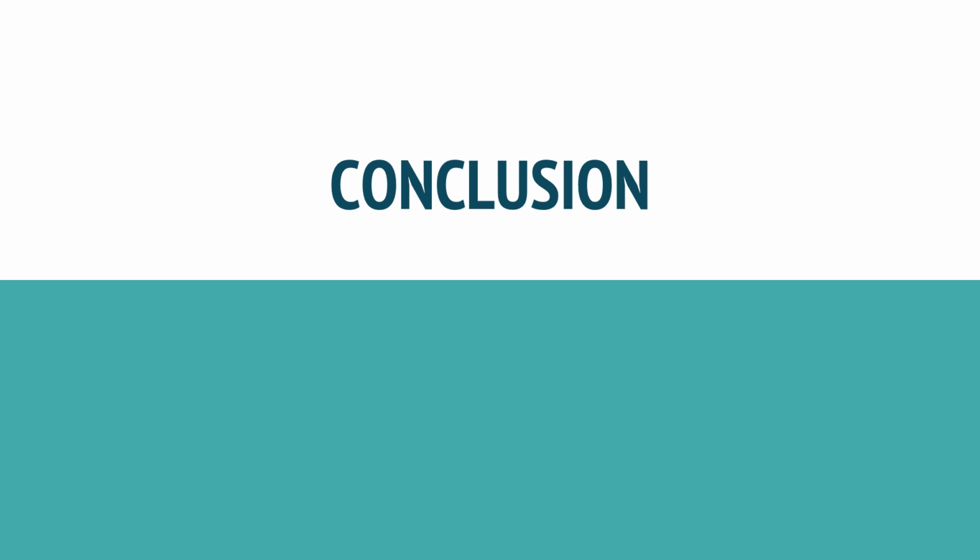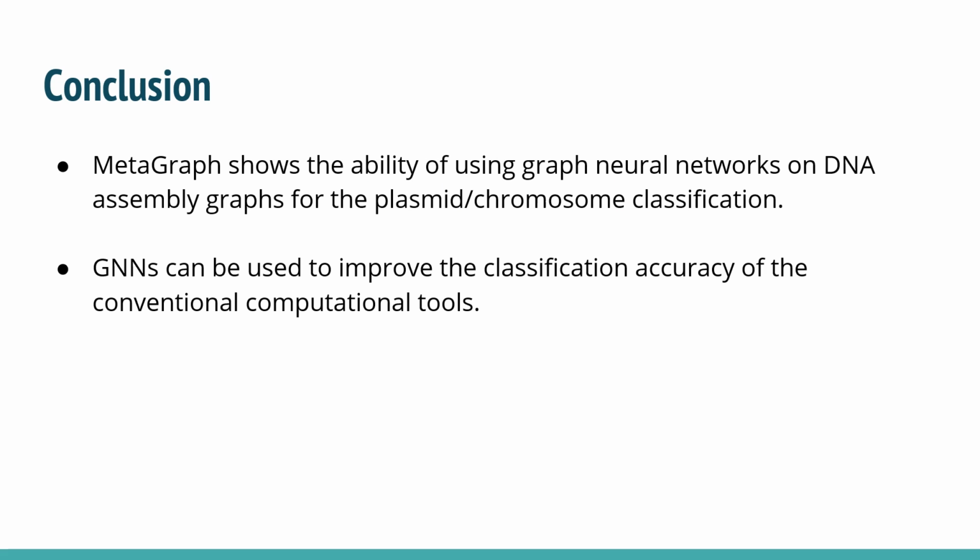Now on to the conclusion of our research. As the result of our research, we derived that GNNs can be used to improve classification of plasmids and chromosomes.